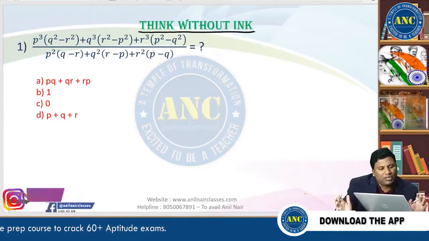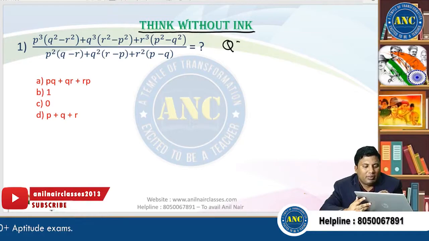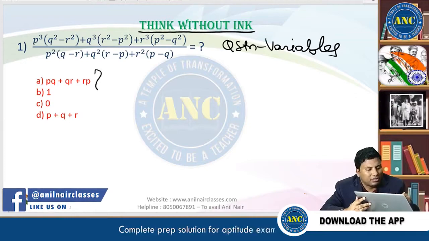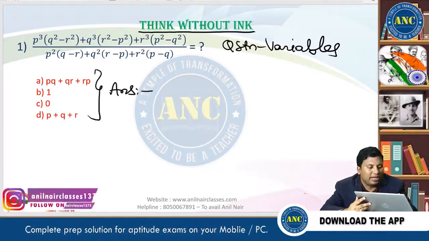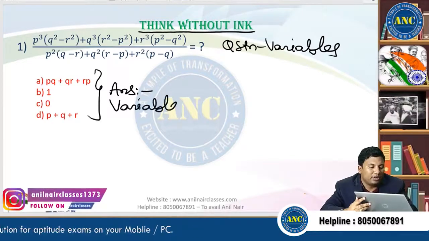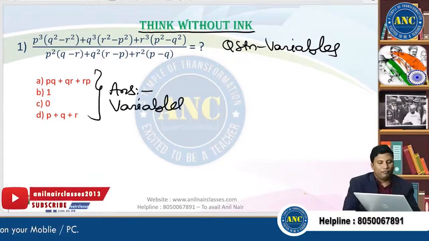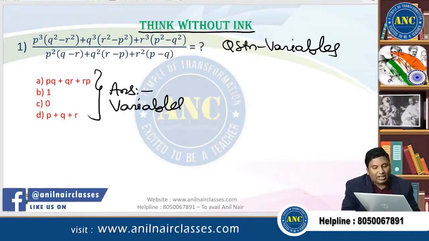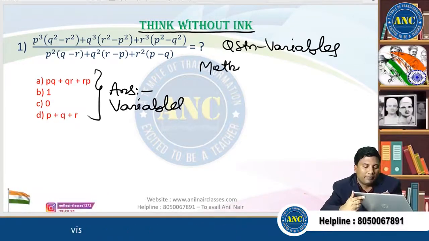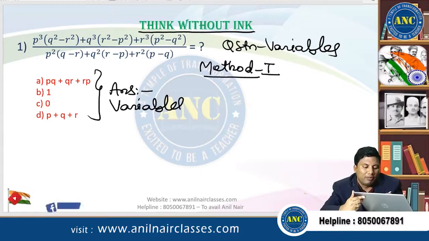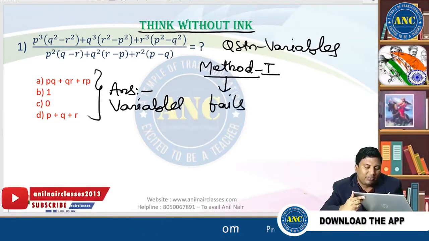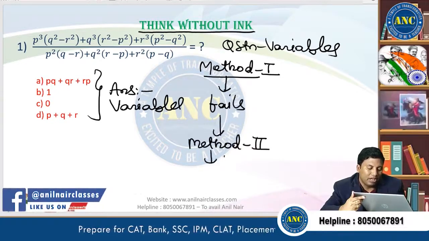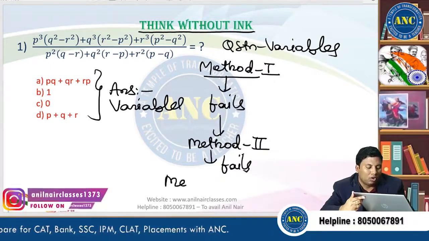Now, first thing, before we solve the problem: the question contains variables, and the answer also contains variables. If the question contains variables and the answer contains variables, what is the first method that needs to be used? Method 1 needs to be used. If method 1 fails, I will go to method 2. If method 2 fails, then I will go to method 3.